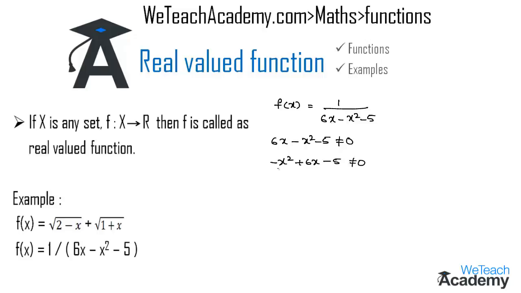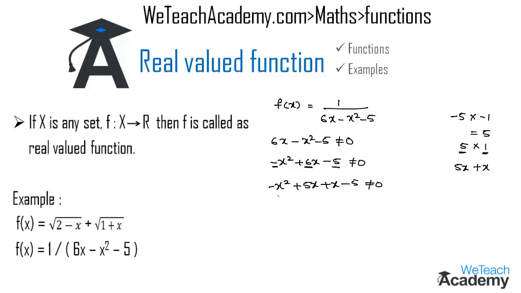Now let us factorize this by multiplying the coefficient of x square and minus 5. Multiplying minus 5 into minus 1, we get 5, and the factors of 5 are 5 into 1. Now we have to add or subtract these factors so that their sum equals the coefficient of x, which is 6. If we add 5x plus x, we get 6x. So let us write this expression as minus x square plus 5x plus x minus 5 not equal to 0.